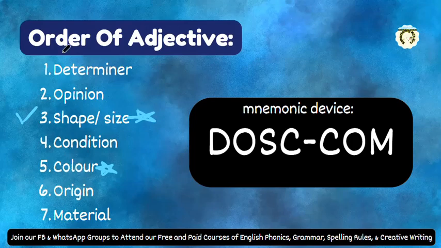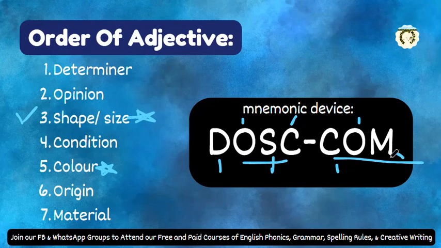If you want to remember the order of adjectives, you need to memorize this mnemonic device. It's DOSC, com, DOSC, com, right? If you open it, it will be determiner, opinion, shape and size, condition, color, origin, and material. With some practice and repetition, you will get used to it, and you can also train your children. We can also make kids do some activities to help them remember the order of adjectives. If you want to see those activities, the video is in the description box.